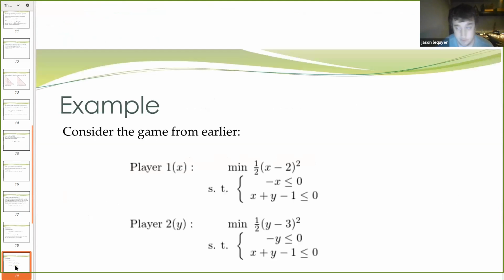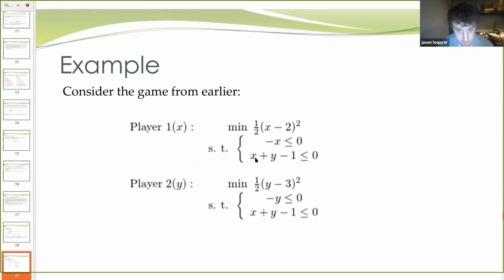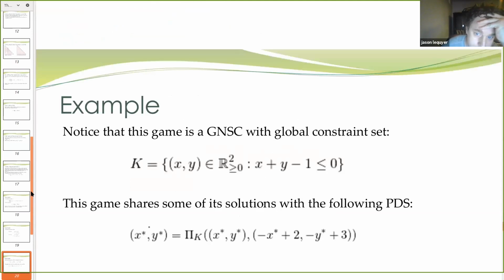So here's an example, the example from earlier, which is very, very trivial. We have a GNSC here, with 2 players. Obviously, one wants to go to 2, the other wants to go to 3, and they're subject to these constraints. This is a GNSC with global constraints, and it shares some of its solutions with the following projected dynamical system.